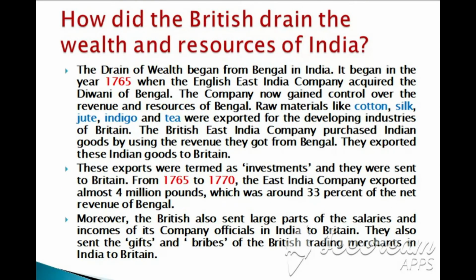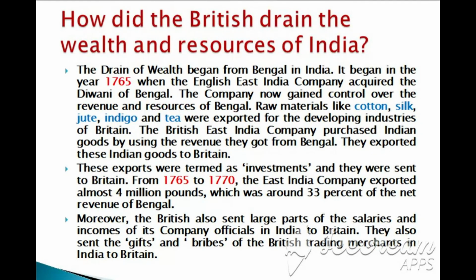Now let's look into how the British drained the wealth and resources of India. The drain of wealth began from Bengal in India. It began in the year 1765 when the English East India Company acquired the Diwani of Bengal. The company now gained control over the revenue and resources of Bengal. Raw materials like cotton, silk, jute, indigo and tea were exported for the developing industries of Britain. The British East India Company purchased Indian goods by using the revenue they got from Bengal. They exported these Indian goods to Britain. These exports were termed as investments and they were sent to Britain.